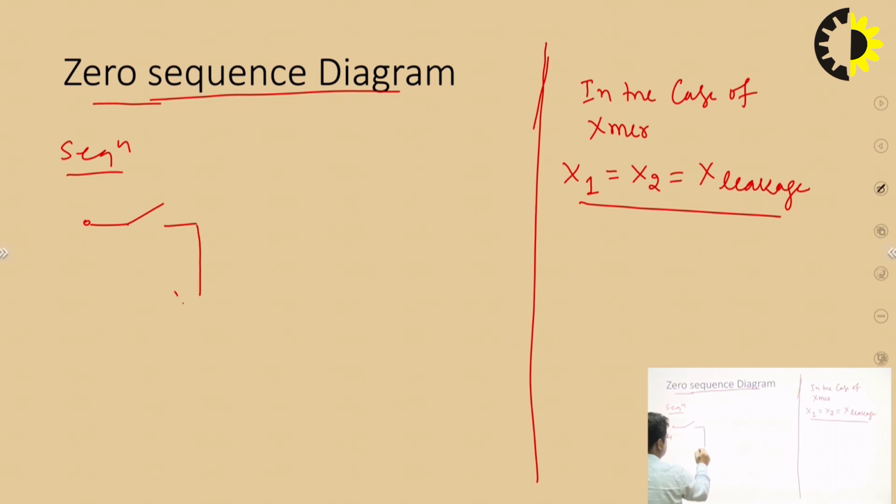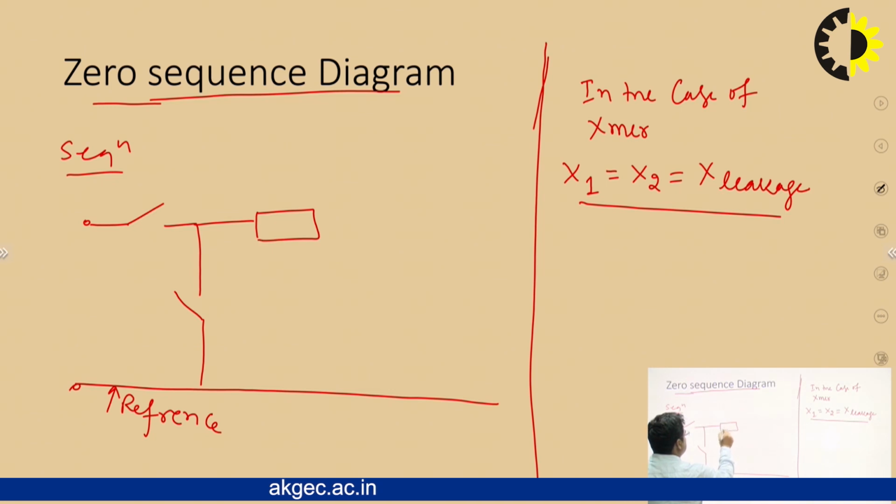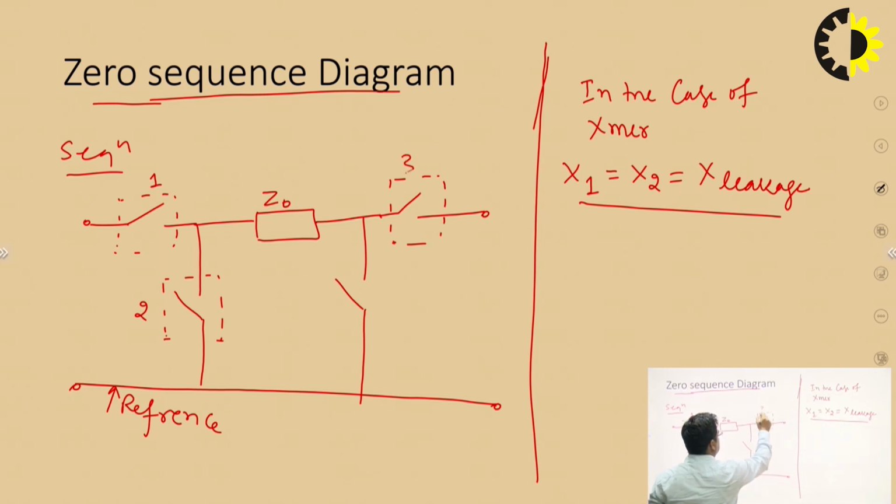Let's suppose this is a reference point, and this is the impedance for the zero sequence of the transformer. Then there are switches. Let's suppose this is switch number 1, this is switch number 2, this is switch number 3, and this is switch number 4. So there are 4 switches.